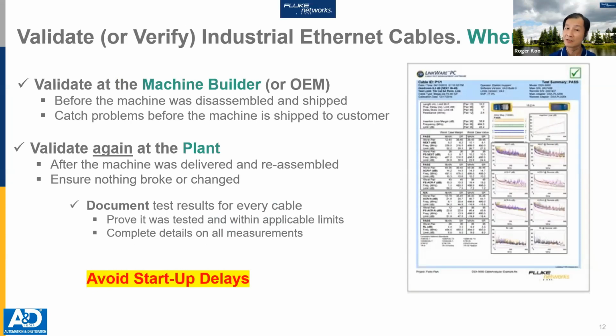Then the next question would be, where should the validation and verification take place? At the machine builder or the OEM? Our purpose is to catch the problem before the machine is disassembled and shipped to the customer. Test again at the destination plant when delivered and reassembled to ensure nothing is broken or changed. Lastly, do always remember to document all cable test results with complete details of all measurements for verification and traceability.